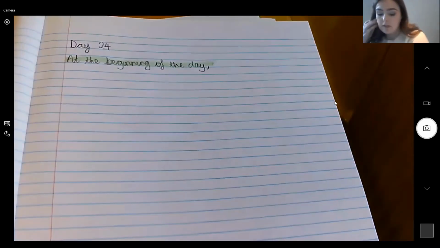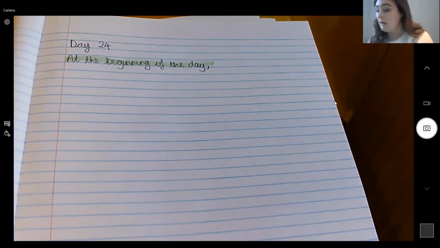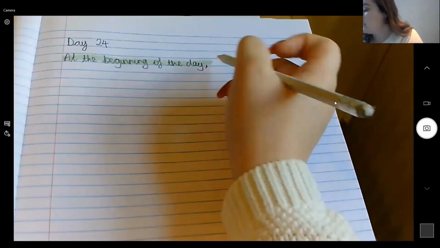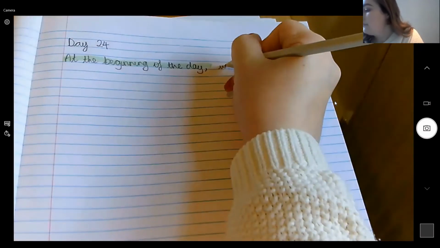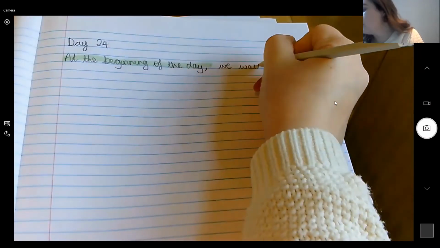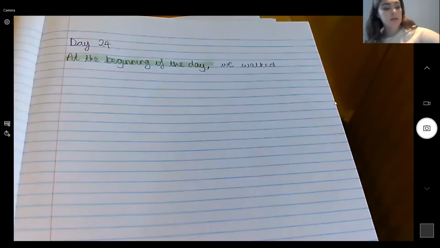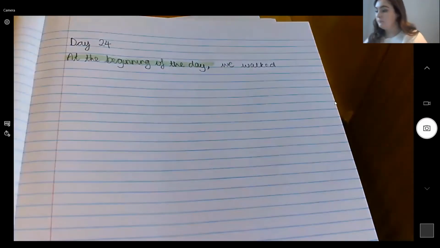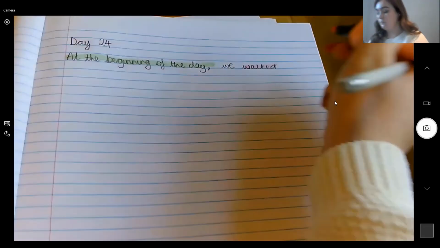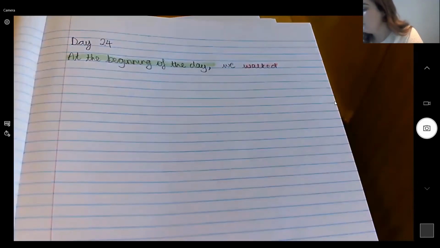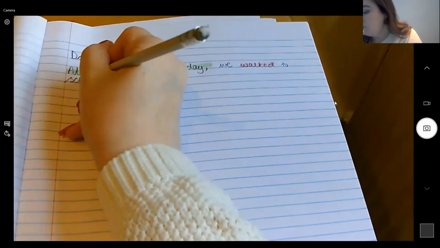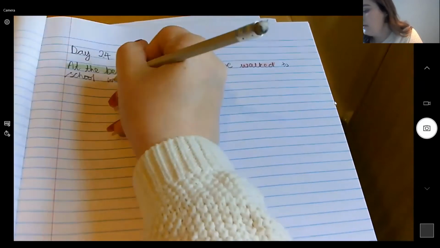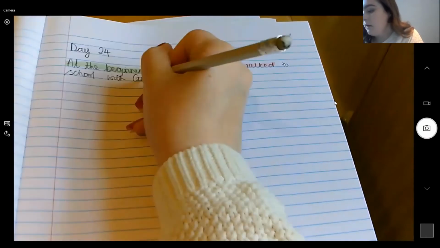And the first thing we did at the beginning of the day was we walked to school with Grandad. So then I'm going to write at the beginning of the day, we walked, that's my past tense, to school with Grandad.